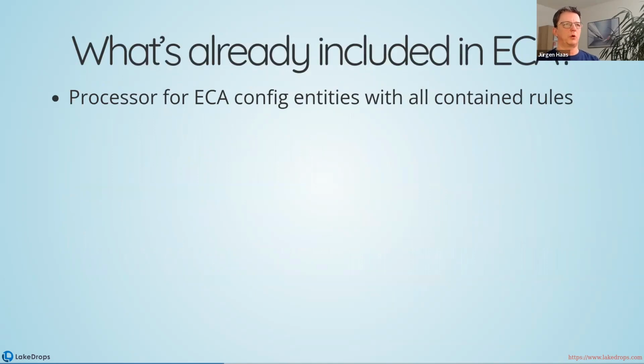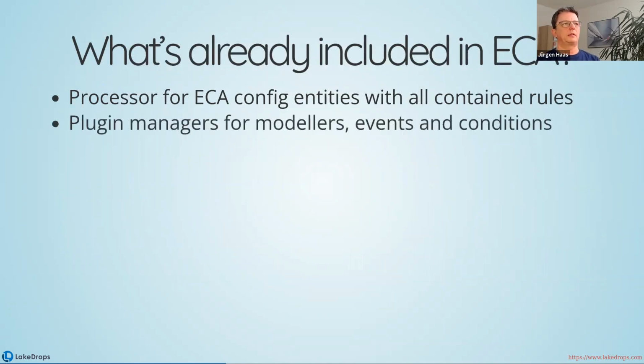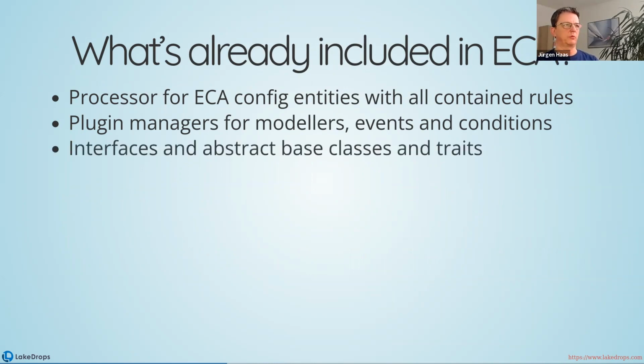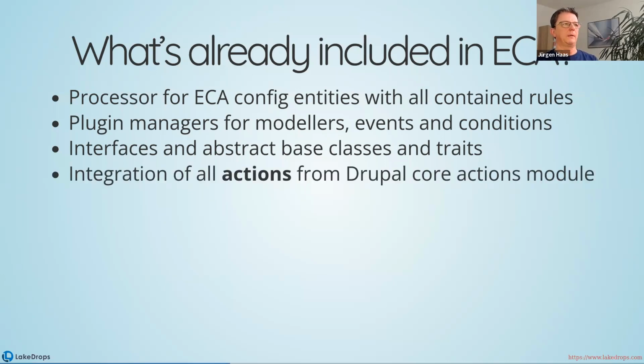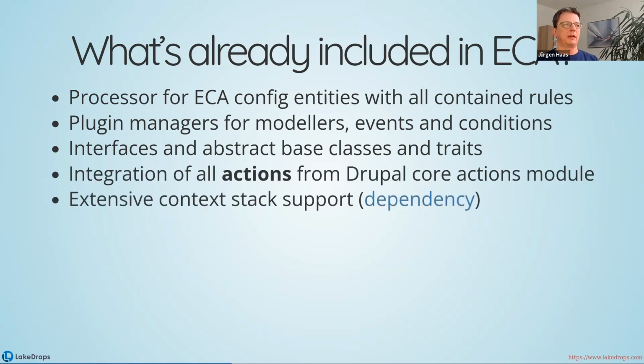So what's already included in ECA? It's the processor itself. It's the plugin managers for modules, events, and conditions. The action plugin manager is the one that comes with Drupal core. We have lots of interfaces, abstract base classes, and traits for developers of ECA itself, but also for other developers in the contrib space who want to integrate with ECA. Then we integrate all the actions from Drupal core.